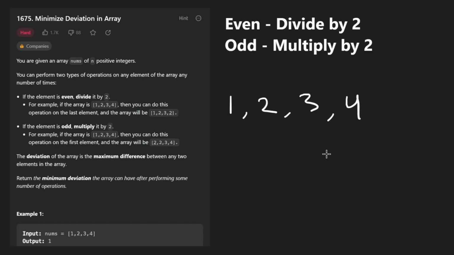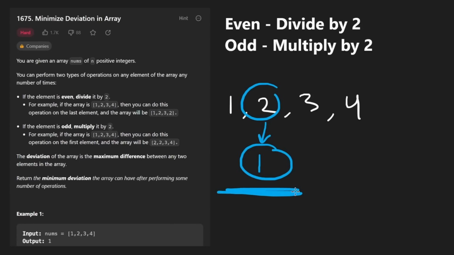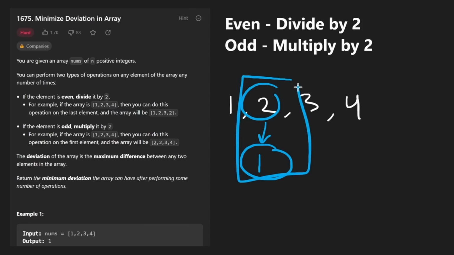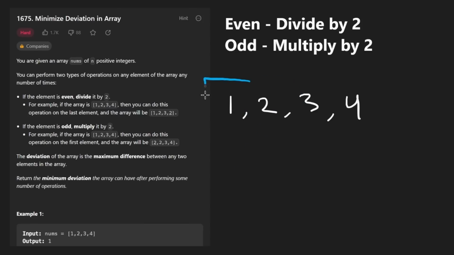Now things get a little bit different with the even numbers. With even numbers, remember, we divide them by 2. What happens with 2? We divide it by 2, we get 1. Can't really divide it any further. It's an odd number now. So now the only thing we can do is multiply it by 2. What happens when we multiply 1 by 2? We get 2. Well, that's what we had over here. So the possible range of values for this guy is actually the same as this guy.